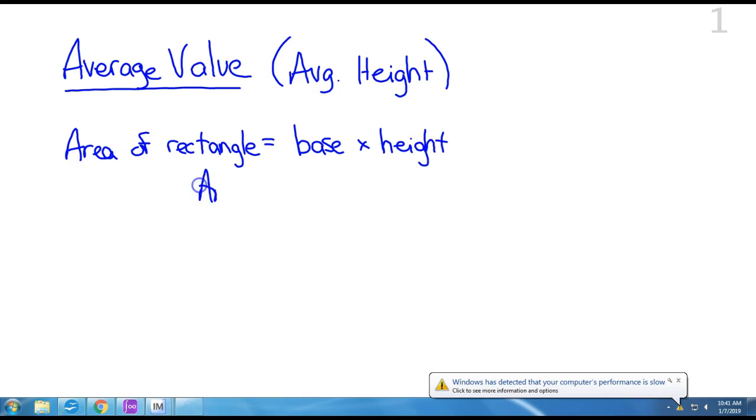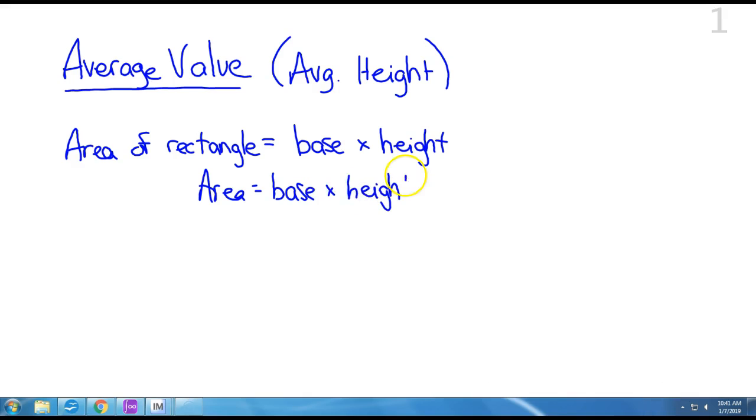So let's just say area equals base times height. And I know that the shapes aren't rectangles, but the idea is that we're pretending, what if they were? And then if I solve this for height, this would be area divided by base equals height.